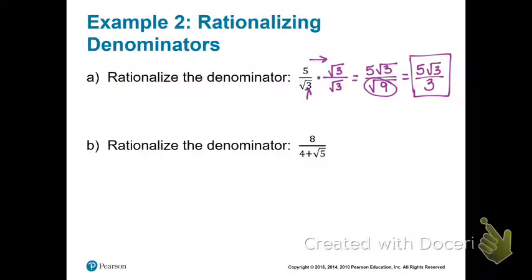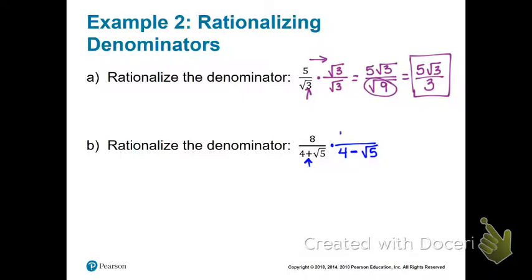Now B is different. Notice B in the denominator has that plus sign. So we can't just multiply by another square root of 5. This is the one where we're going to have to use that conjugate. And so remember, the conjugate means it's going to have the same pieces. It's going to have a 4. It's going to have a square root of 5, but the sign in the middle is different. So that's a plus. So my conjugate is going to have a minus.